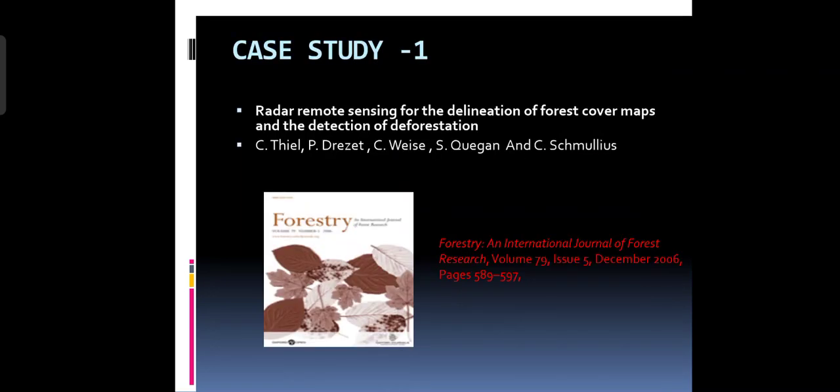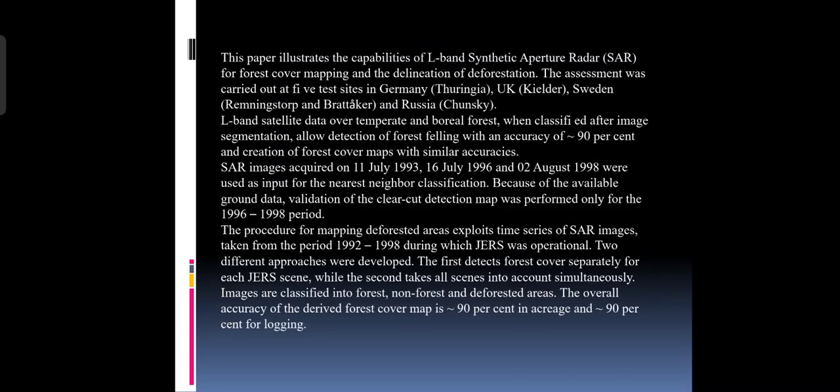Then the case studies. The first case study is radar remote sensing for the delineation of forest cover maps and the detection of reforestation, done by C. Thiel et al. The paper illustrates the capabilities of L-band synthetic aperture radar for forest cover mapping and delineation of deforestation. The assessment was carried out at 5 test sites. The L-band satellite data over the temperate and boreal forest, when classified after image segmentation, allows the detection of forest felling with an accuracy of 90% and creation of forest cover maps with similar accuracies.